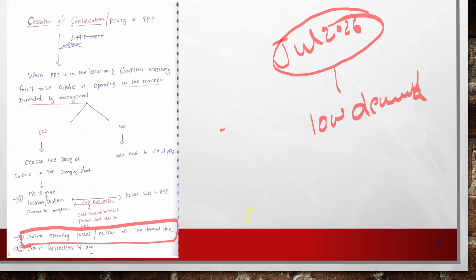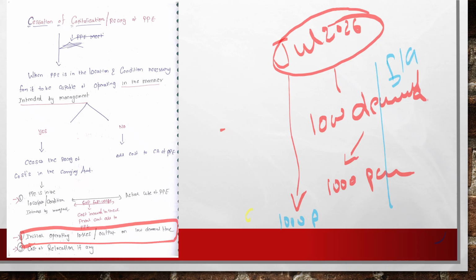You could use it, and you have used it in the month of July. Suppose the demand is only for 1,000 products, so you produced only 1,000, but the actual capacity of this machine is 5 lakhs. In this situation, you should not assume that since you didn't use it till the actual capacity, you can continue to capitalize the cost after July also. That intention is incorrect.